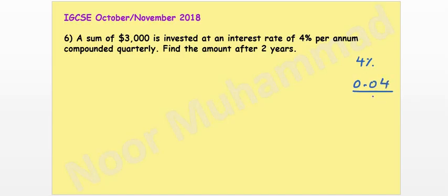So that means you have to divide it by 4, because this is for the whole year. If you put it into quarters, it will become 0.01. This shows that for each quarter your interest rate will be 0.01. Clear? So if you see what is the formula for the compound interest, it's always P times 1 plus the rate.